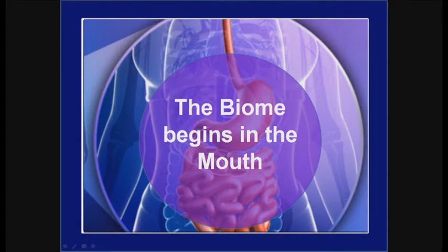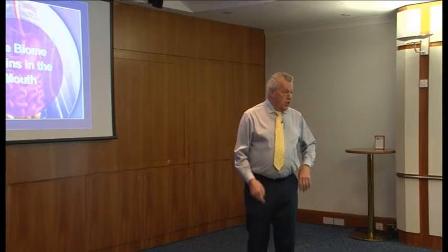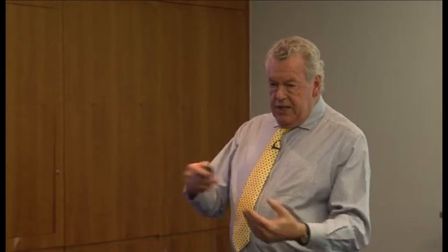So the biome actually begins in the mouth, as does all digestion. So digestion, as we'll see with alpha amylase as the enzyme in the saliva, starts in the mouth, and many people count the mouth, and particularly the tongue, as the dipstick of the intestine. So what you see in the mouth is a reflection generally of the intestine, and so the state of the intestine is reflected in the state of the mucous membranes and things in the mouth.